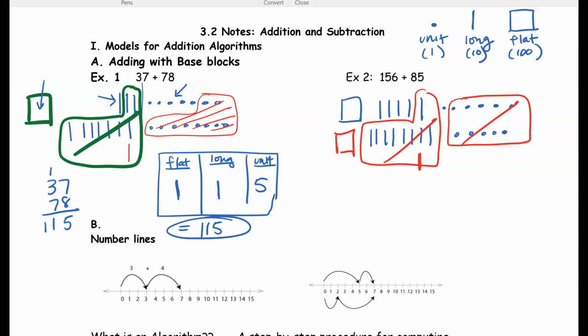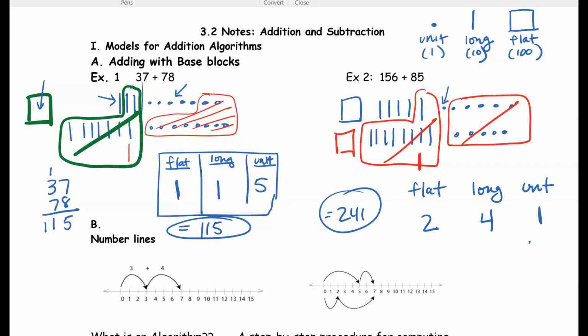And then once I'm all done, I'm going to jot down, well, what are my totals? So I have 2 flats. I've got 1, 2, 3, 4 longs. And it looks like I have 1 unit left over. 241. And certainly when you're done, it's definitely helpful to add with that standard algorithm just to make sure you get the right answer. But the goal here is the process and the picture, not the 241. Okay, so let's jump ahead.